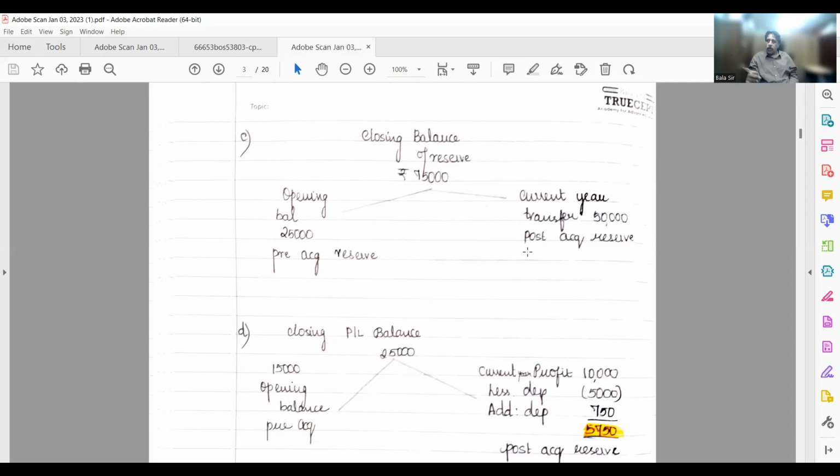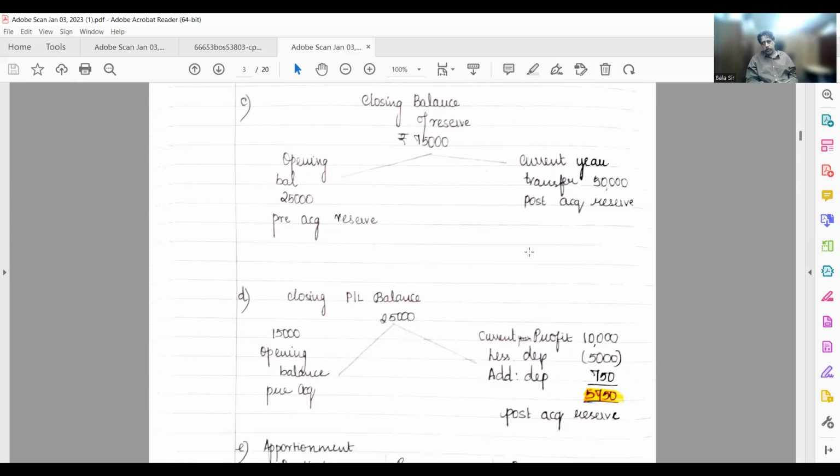And then on the other side, you're going to have 50,000, right? All the 50,000 will be what? It is the amount transferred to reserve in the current year. That means all the 12 months in the current year is post-acquisition period. So it's all post-acquisition reserve. How much? 50,000 rupees. Please label that. Pre and post reserves.